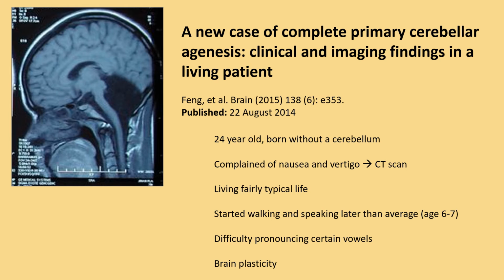And it was also discovered that during her early childhood, she started to walk and speak later than the average, around age 6 and 7. But eventually she did learn to walk and talk, and everything was fine. And this is evidence of what is referred to as brain plasticity or neuroplasticity. And that refers to the ability of the nervous system to find a way to compensate for losses in function by developing new neuronal connections.